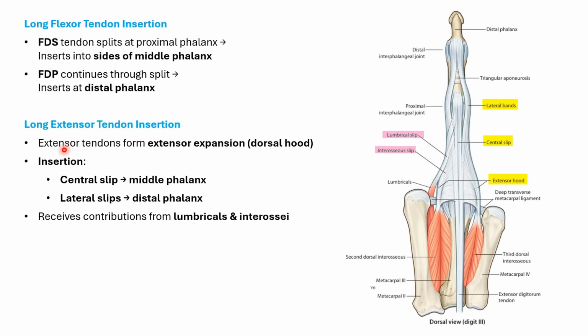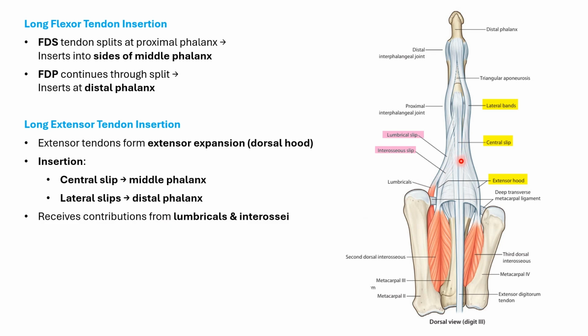Okay, and next we learn about long extensor tendon insertion. Extensor tendon forms extensor expansion, also called dorsal hood or extensor hood. You can see this is extensor expansion or extensor hood. Inserts via two slips, central slip and lateral slip. Central slip inserts to middle phalanx and lateral slip inserts to distal phalanx.